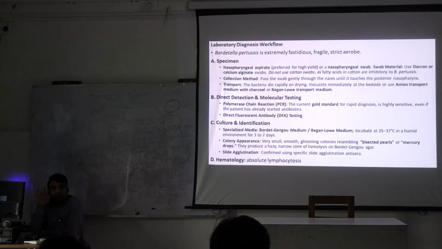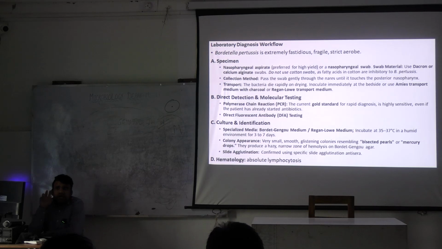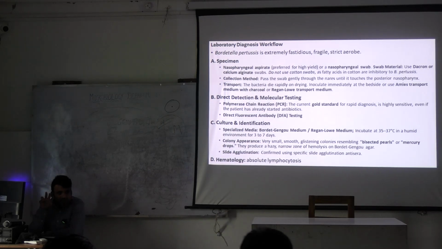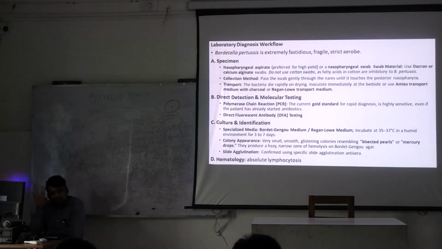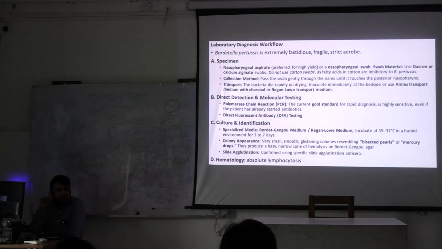See, common bacteria, extracellular bacteria, some of the intracellular bacteria, most of the fungus, they trigger neutrophilic reaction. That means if there is an infection, the number of neutrophils will increase, understood? The absolute neutrophil number will increase. Viruses and intracellular bacteria, they will lead to rise in number of lymphocytes.